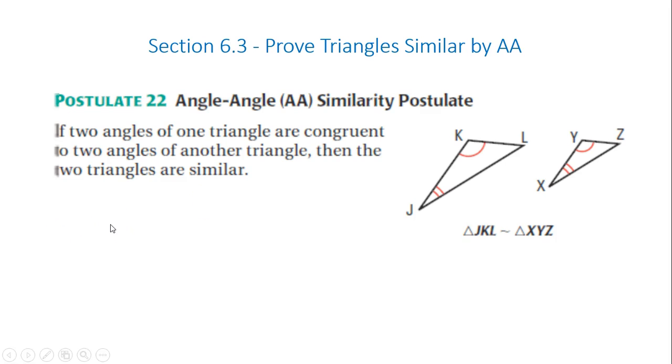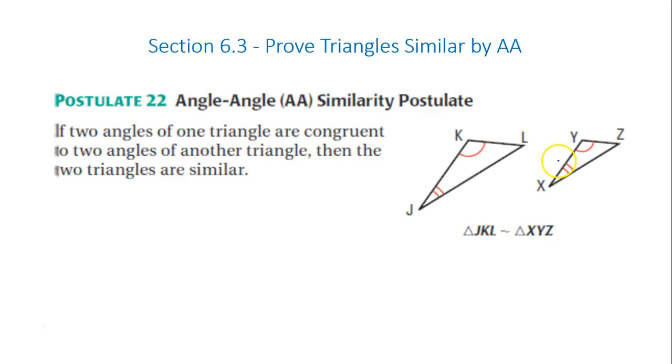Okay, so here is our angle similarity postulate. It states, if two angles of one triangle are congruent to two angles of another triangle, then the two triangles are similar. So this is just another way to show two triangles are similar to each other by knowing that this angle is congruent to this one, and this one is congruent to this one.